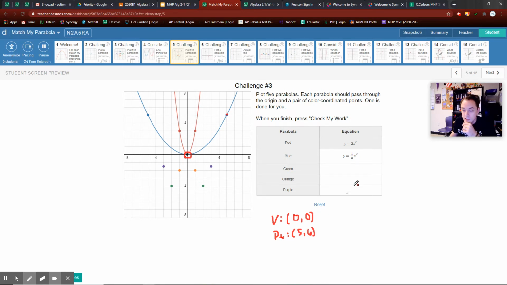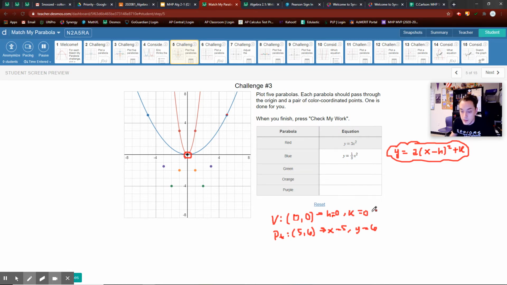Okay? 5, 6. So watch. If I'm using this formula, y equals a(x minus h) squared plus k, and I have a point and I'm given a vertex, just like what we did yesterday with that one slide there, I can start plugging it in. What's my x? Well, this x will equal 5, and then the y will equal 6. My h will equal 0, and then my k will also equal 0. So that means I'm going to plug in 6.